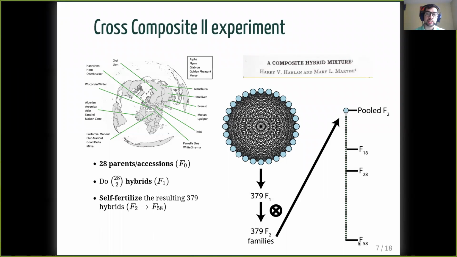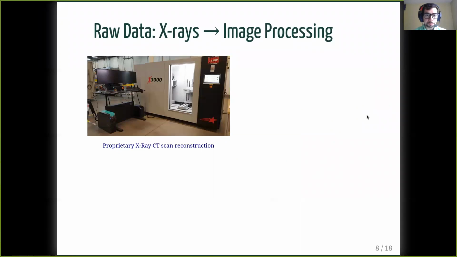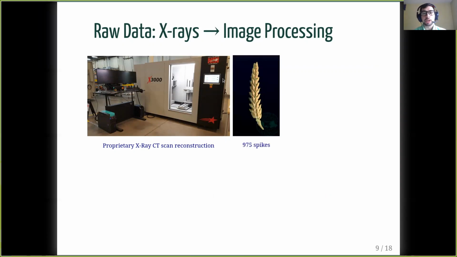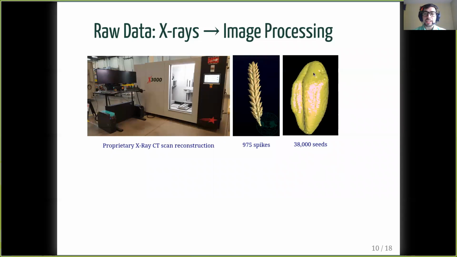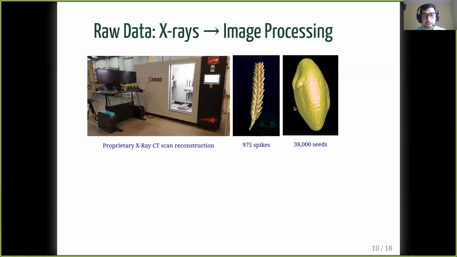So this is an experiment of evolution in real time, and we are interested in keeping track of how the morphology changes from generation to generation. To do that, we first need some images. So we have this 5-ton lead box in the basement of the plant biology building, and with some image processing, we can obtain this beautiful 3D reconstruction of barley panicles, and we can go an extra leg and get individual seed images, 38,000 seeds in total.